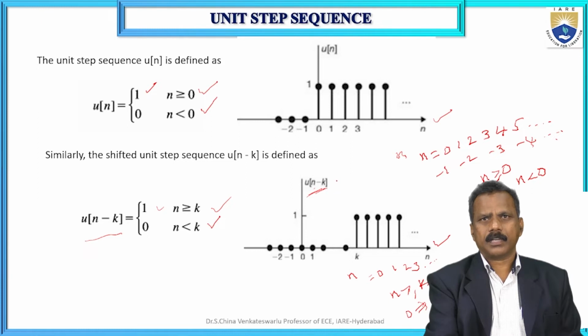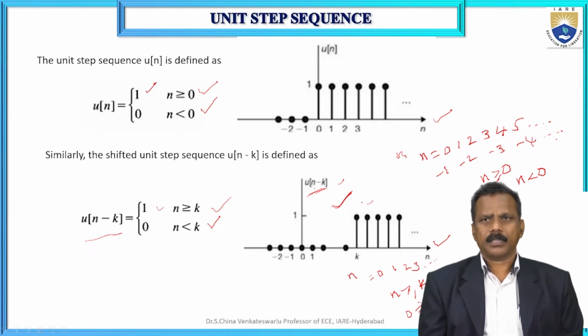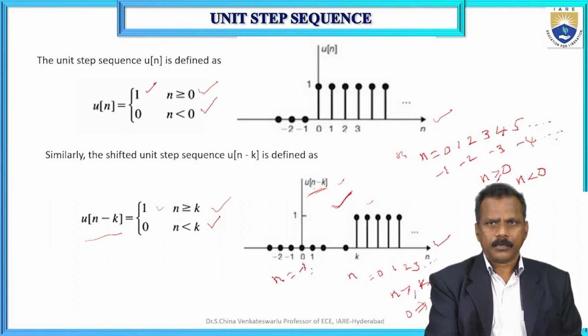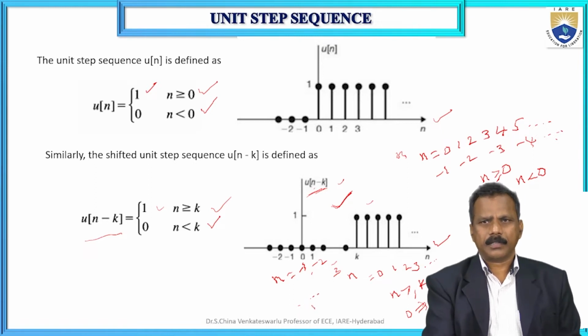That means the shifted unit step sequence u of n minus 1 is defined by using the mathematical expression and graphically. We have to verify all step sequences, in the positive direction and the negative direction. Here n is equal to minus 1, minus 2 or minus 3 and so on, up to n minus k, for n less than k.